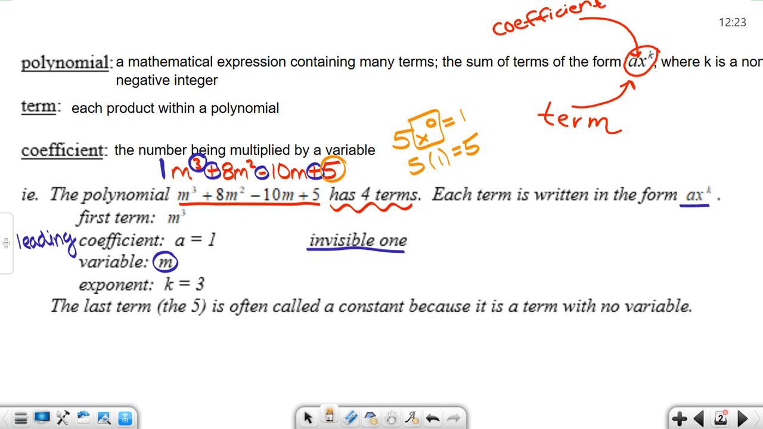So that 5 is called our constant. It's called the constant term in the polynomial because it has no variable, or no visible variable next to it. So guys, these are some terms that we're going to be using throughout the year. Definitely good to know them and to study them.